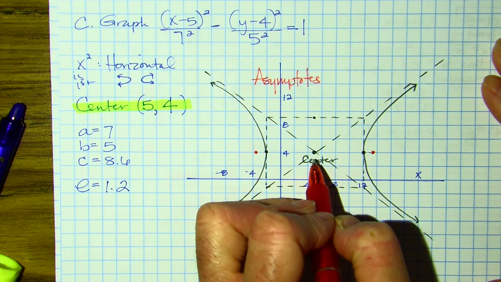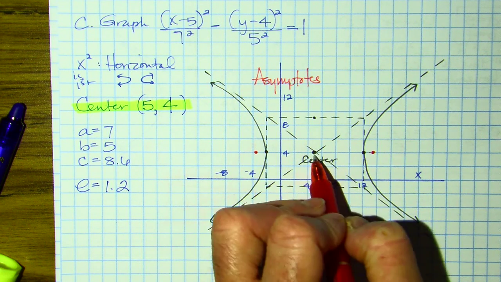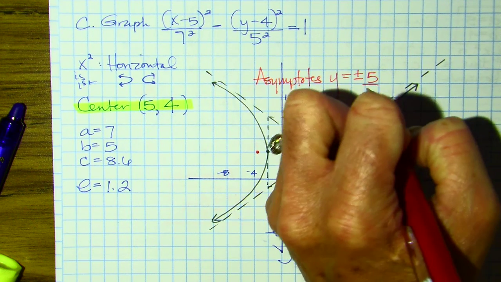We went, in this case, this is kind of tricky. I want you to notice these are up 5 over 7. So plus or minus 5 over 7x.